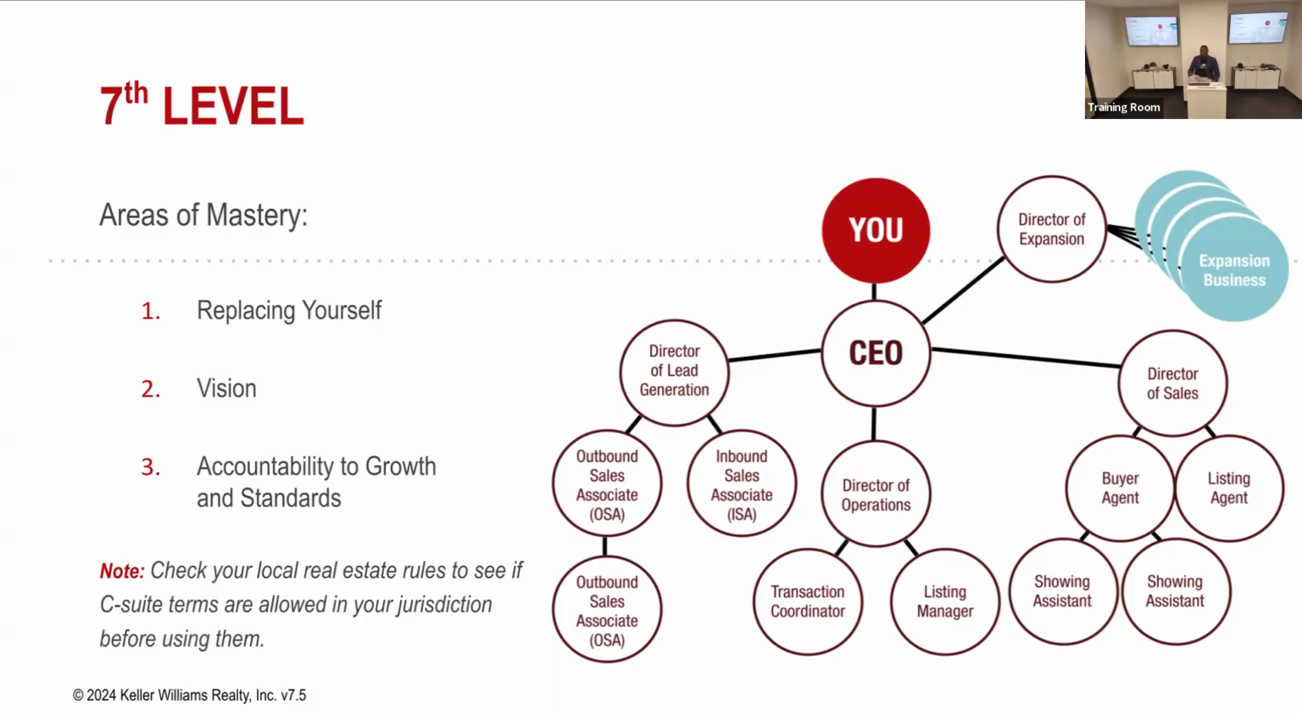We did it. First team in Canada to get to 7 locations. We're back down now. We were the first team in Canada to get to 7 locations profitably. Our goal was 10. We didn't quite hit that mark. And then the market went the other way. And so we scaled at the market. It's doable. This vision, you're replacing yourself. You're just in charge of the vision. And your accountability is to growth and standards when you get to the CEO.